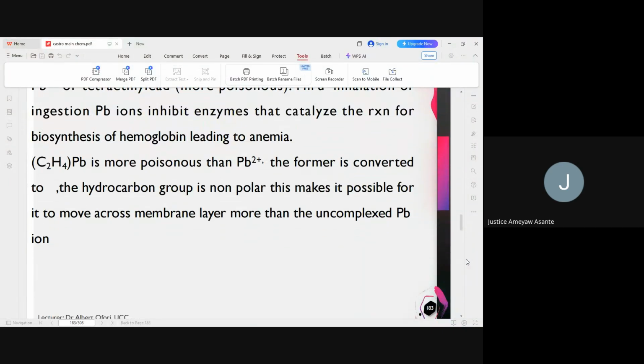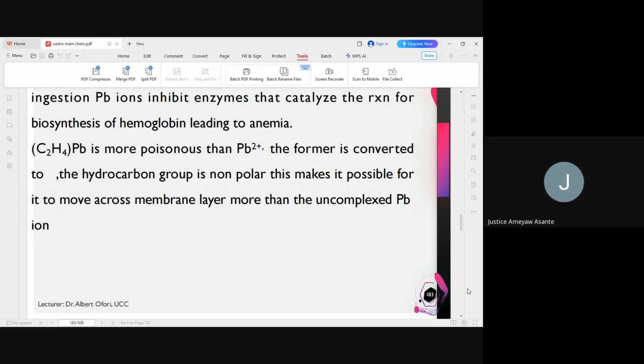Lead is more poisonous. This tetrahedral lead is even more poisonous than lead-2+. The former is converted to the hydrocarbon group. It's non-polar. This makes it possible for it to move across the membrane layer more than the uncompounded lead ion.